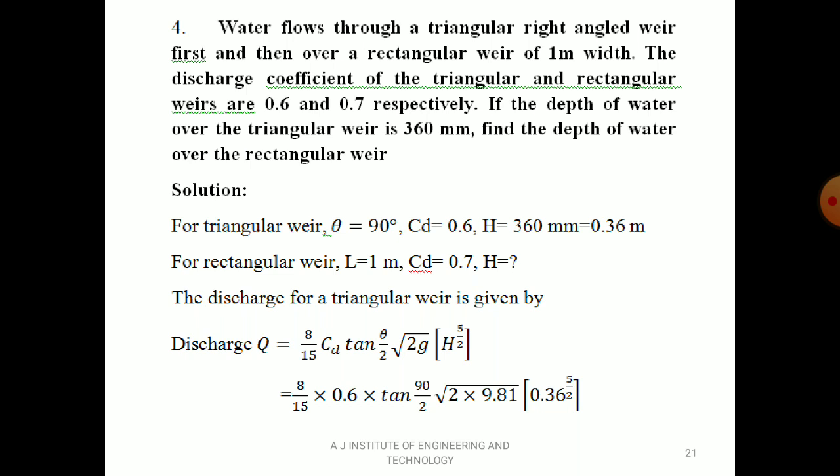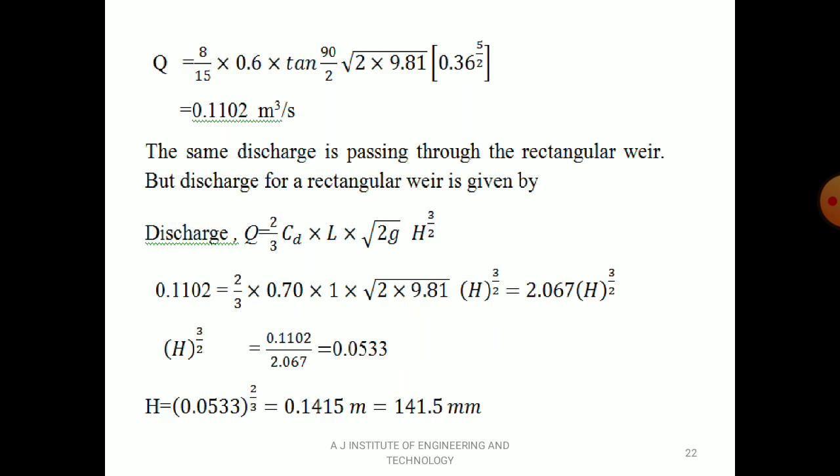So that is equal to 8 by 15 into 0.6 into tan theta by 2 into square root of 2 into 9.81 into 0.36 to the power 5 by 2. So tan 90 by 2, that is tan 45, that value is 1. So Q equal to 8 by 15 into 0.6 into 1 into square root of 2 into 9.81 into 0.36 to the power 5 by 2. So that is equal to 0.1102 meter cube per second.